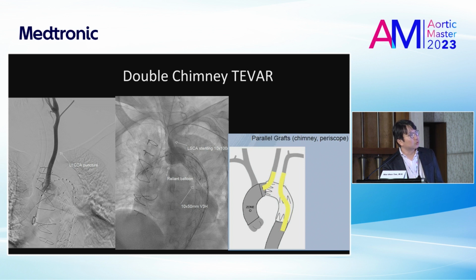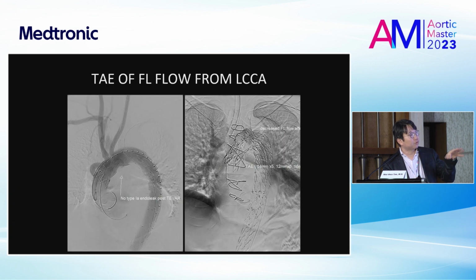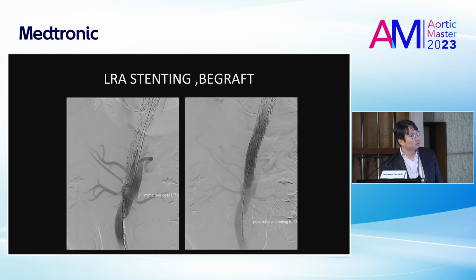For this patient, we did percutaneous puncture of the carotid artery because in appropriate patients, we do the percutaneous technique for chimney. We don't open the vessel. Also we do the parallel graft in this way because we want to minimize the gutter leak for the patient. After we did the double chimney T-bar, we also looked at the flow at the false lumen, and we found that there's still flow from the carotid. So we did the TAE over the false lumen part.